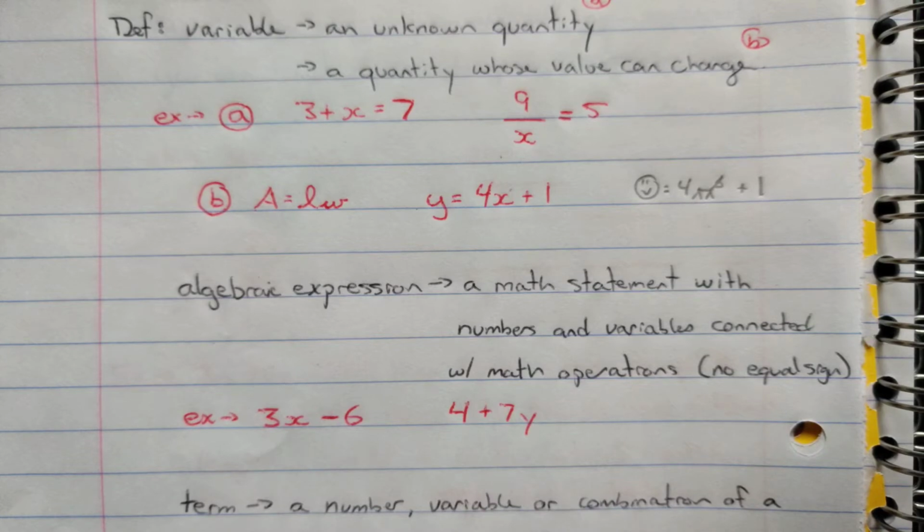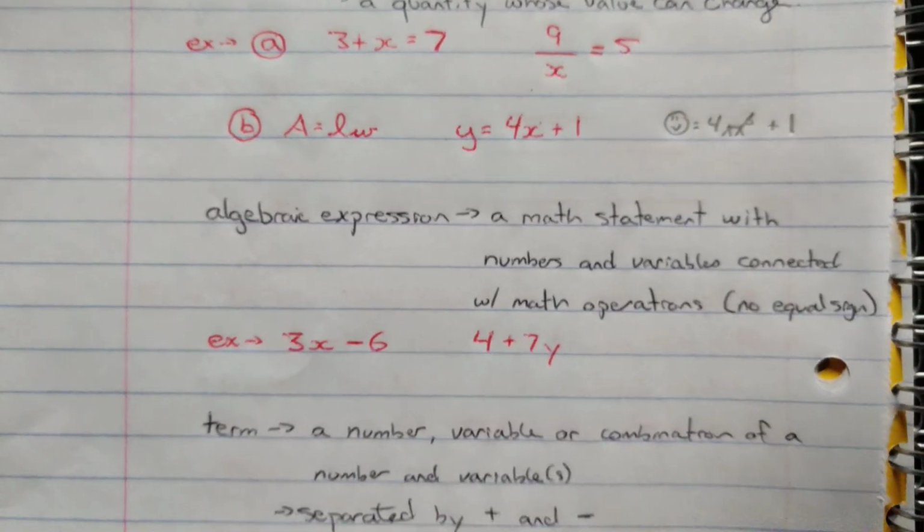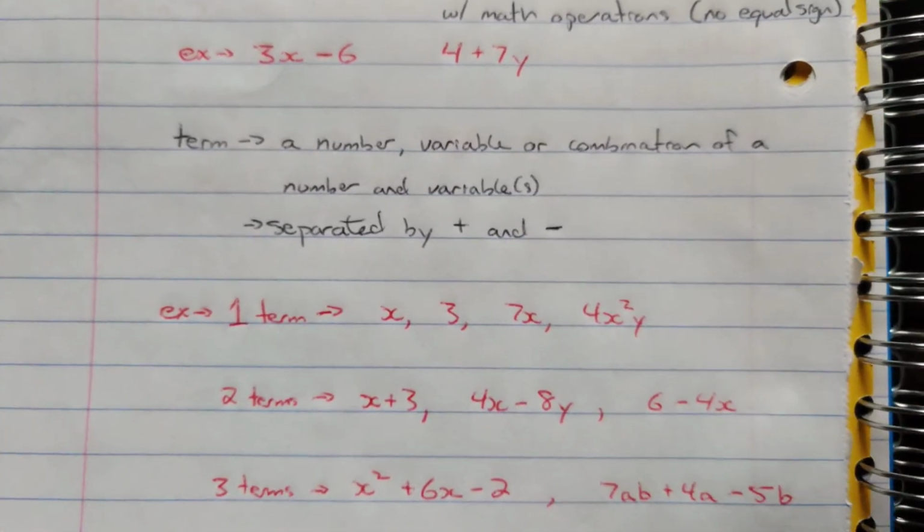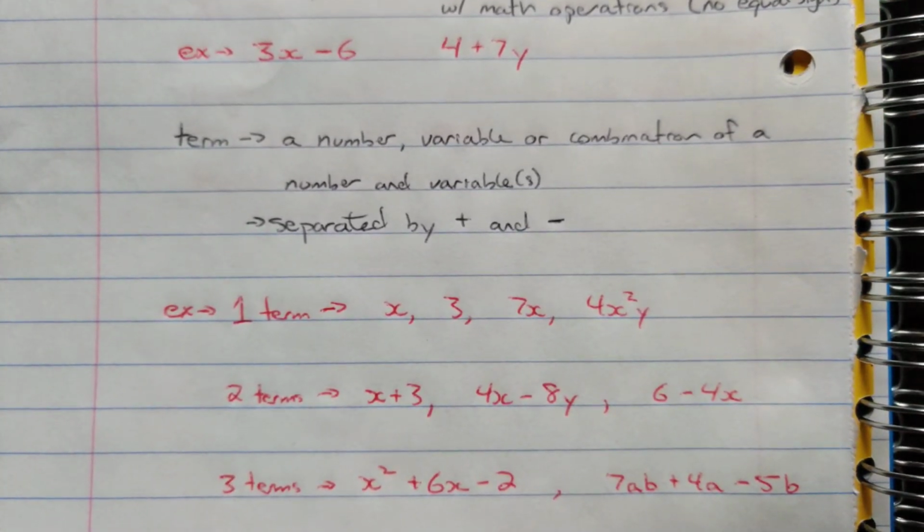Now, those algebraic expressions are made up of terms. And a term is a number, variable, or a combination of the two that is separated by a plus or minus sign. So some examples of one-term expressions are x, just the variable, 3, just a number, 7x, a number and a variable, but it's not separated by a plus or minus, so it's only one term. 4x squared, again, no plus or minus, so it's only one term.